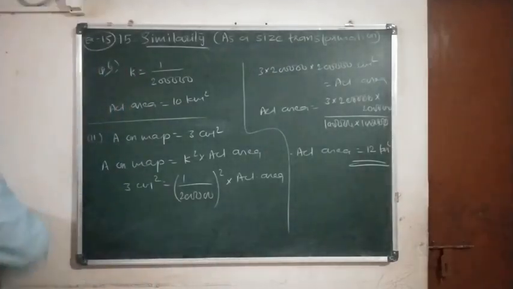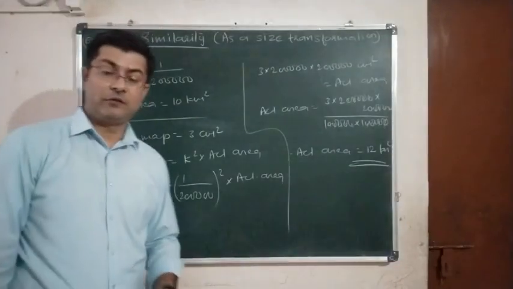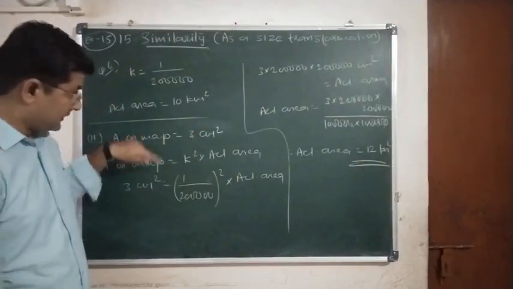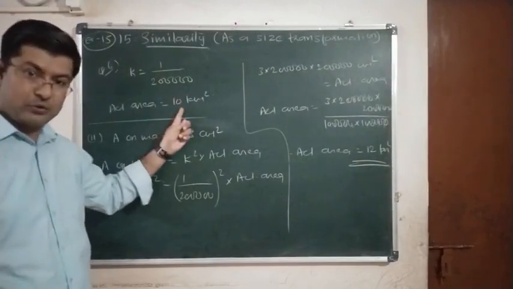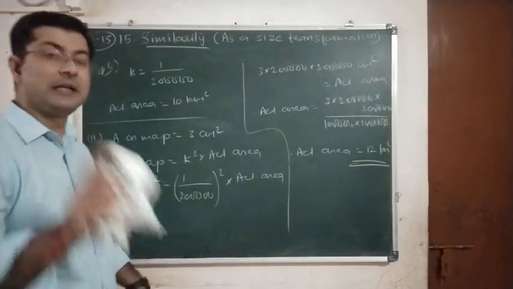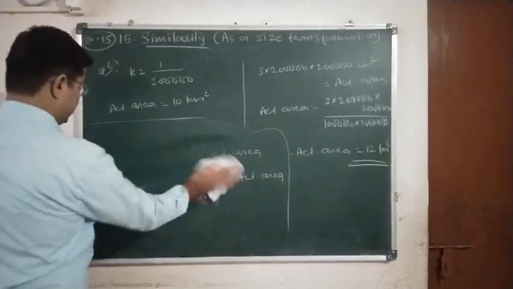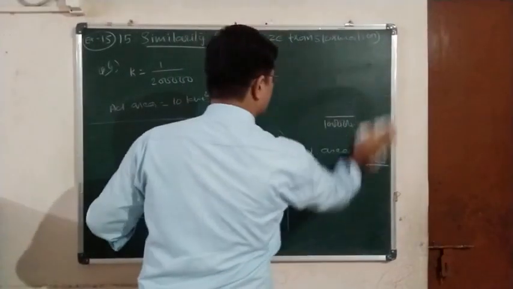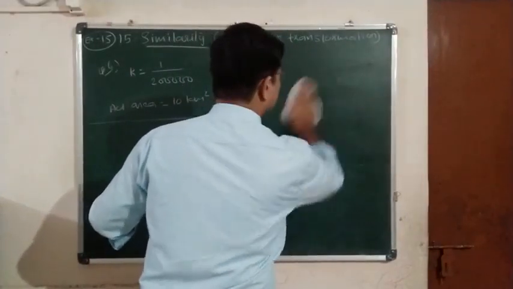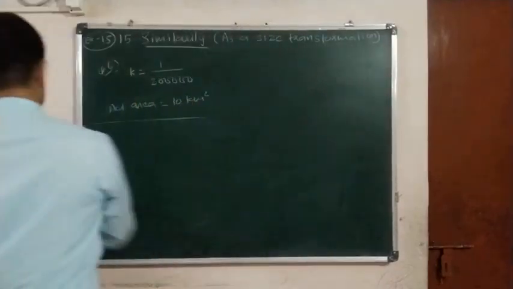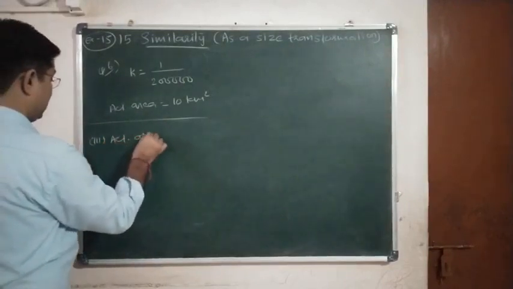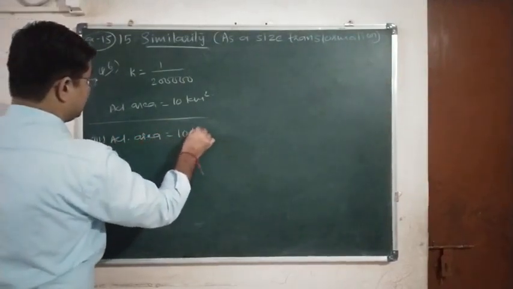Now the third one, the area on map representing the plot of land. Now what is the plot of land? Actual area of the plot of land is 10 square kilometer. Now in the third question, actual area we have to take to be 10 square kilometer, and we have to find the area on the map. Clear? Number 3, actual area is equal to 10 square kilometer.